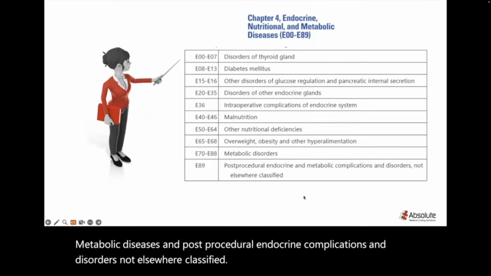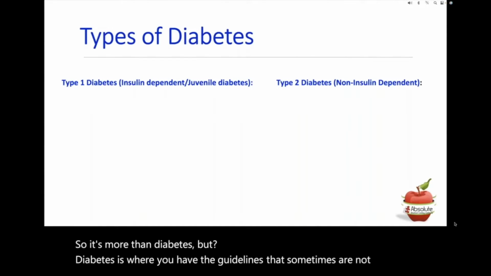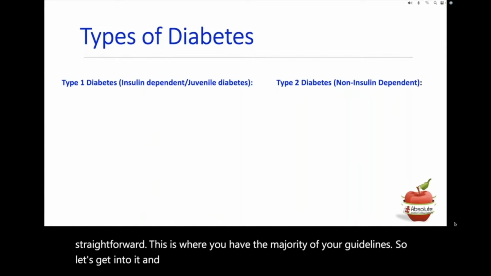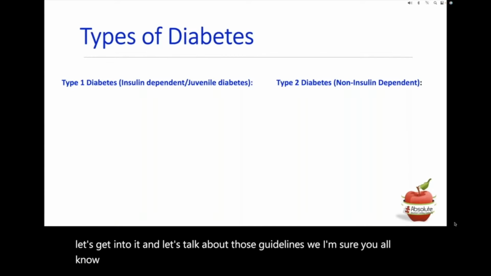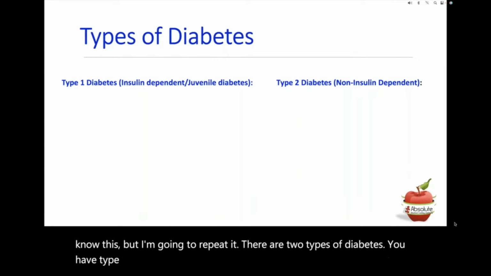So it's more than diabetes, but diabetes is where you have the guidelines that sometimes are not as straightforward. This is where you have the majority of your guidelines. So let's get into it and let's talk about those guidelines. I'm sure you all know this, but I'm going to repeat it. There are two types of diabetes. You have type 1 and type 2, right?